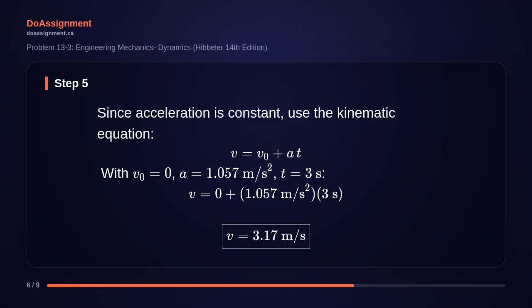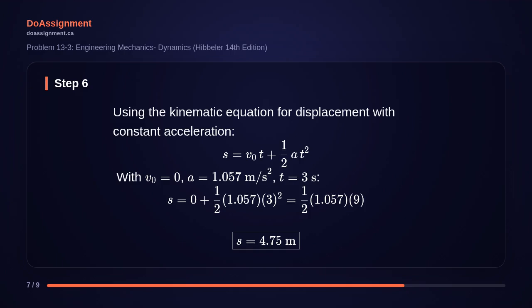Because the acceleration is constant, we use the kinematic equation. Final velocity equals initial velocity plus acceleration times time. Starting from rest, the velocity at 3 seconds is 1.57 times 3, which gives approximately 3.17 meters per second.